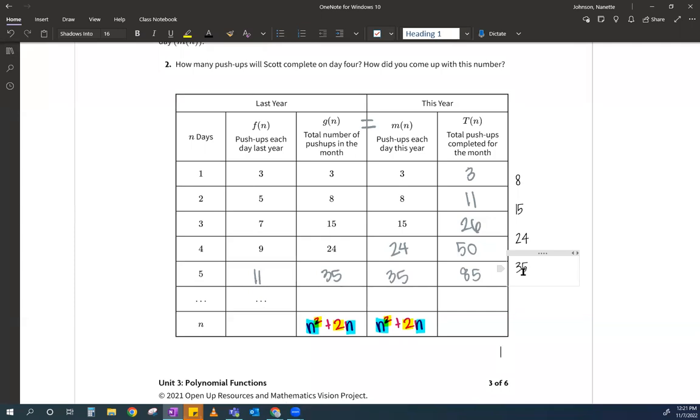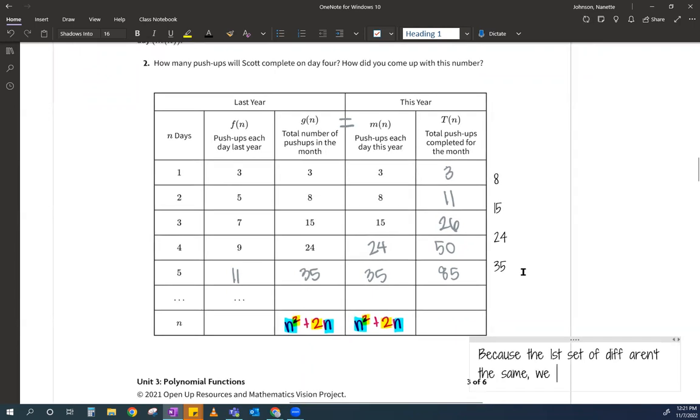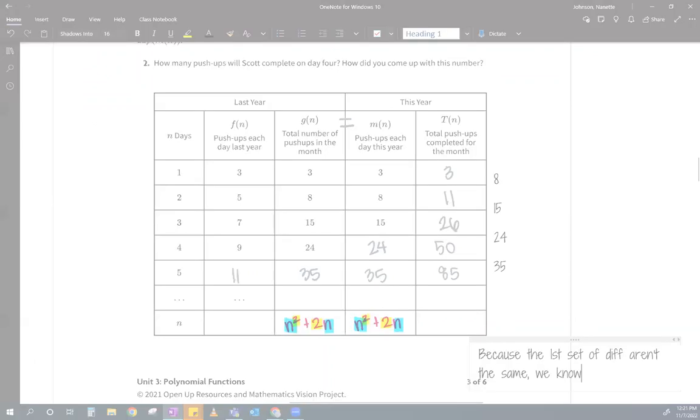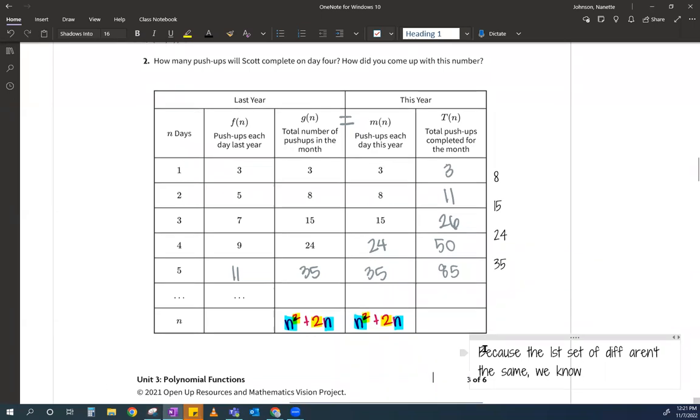Yeah, very good. Okay, so let me write the first part of that. Because the first set of differences aren't the same, we know. And then you guys said it's not linear, Ms. Johnson. Perfect. I'm just going to snip that. Okay, very good. We know it's not linear.